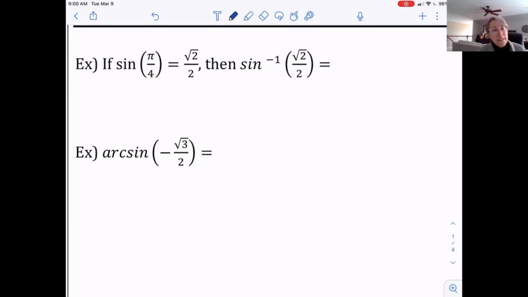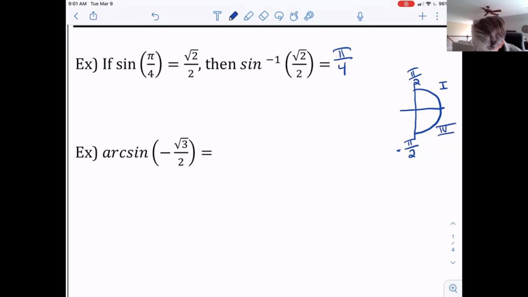Let's take a look at these two examples. If sine of pi over 4 equals rad 2 over 2, then the sine inverse, notice now they're giving us that ratio, that y value, rad 2 over 2, will give us pi over 4. And pi over 4 is between our negative pi over 2 to pi over 2. If it helps you more to think of it in terms of the unit circle, negative pi over 2 to pi over 2 is the first and fourth quadrant.